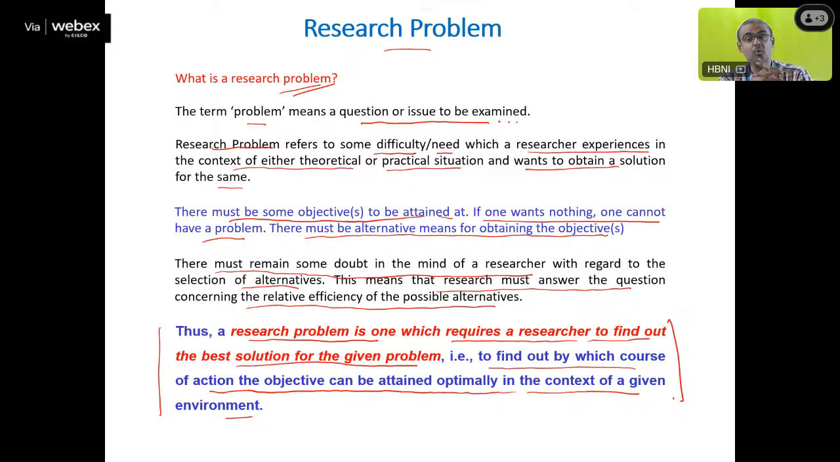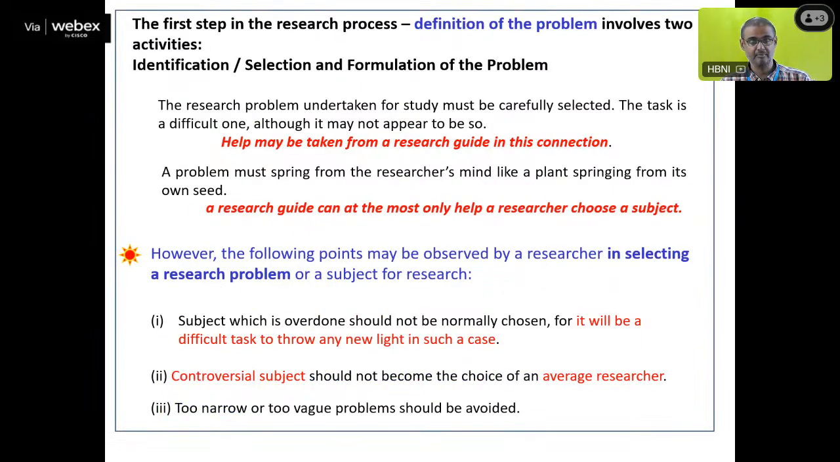This is how the problem has to be defined. If you have a clear-cut definition of the problem, you have to find out the best possible way to solve the given problem or the objectives of your research. This is the first step in the research process: definition of the problem, which involves identification, selection and formulation of the problem.